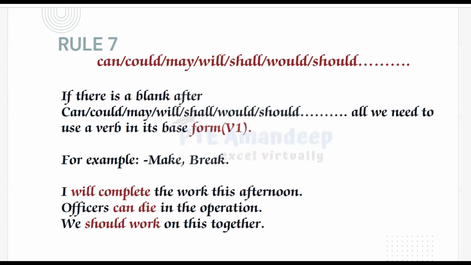So the next one is rule number 7. If here is a can, could, may, will, shall, would, should, these are the modals. So what will come in the blank? Verb in the first form always. After will, verb in the first form. After can, first form. Should, first form. So always after these words comes the first form of the verb.